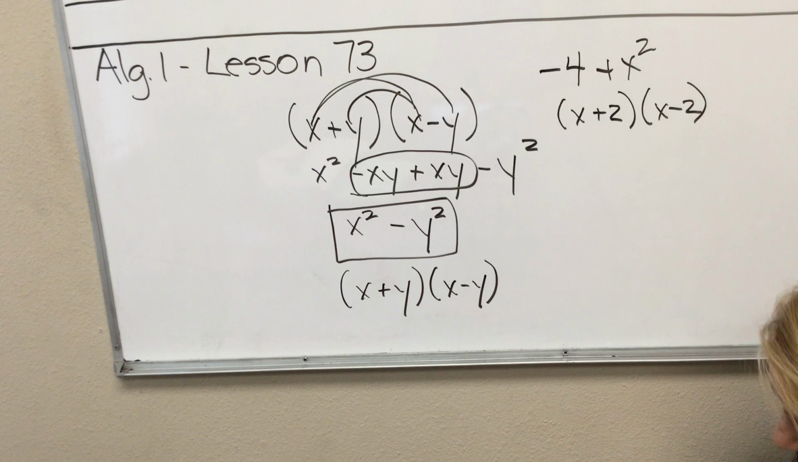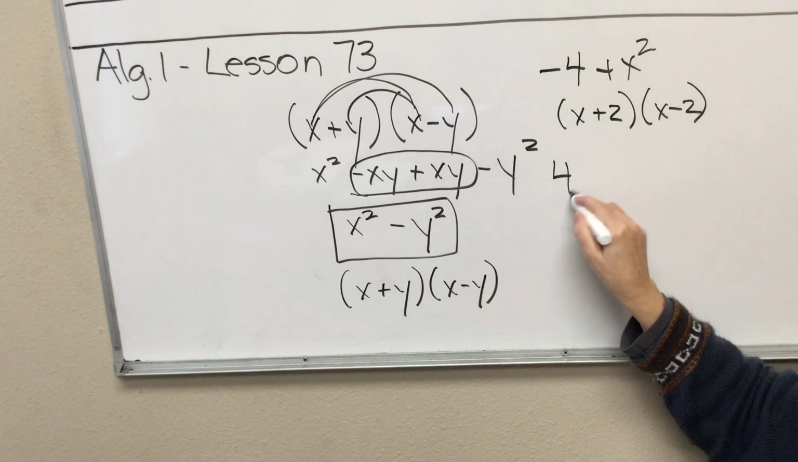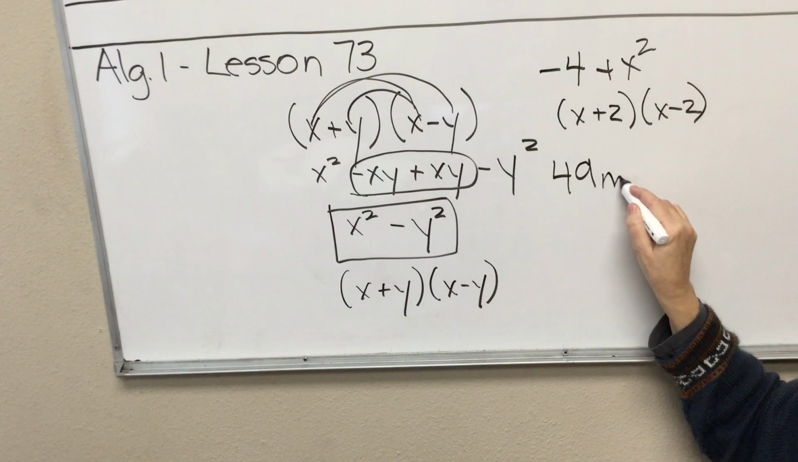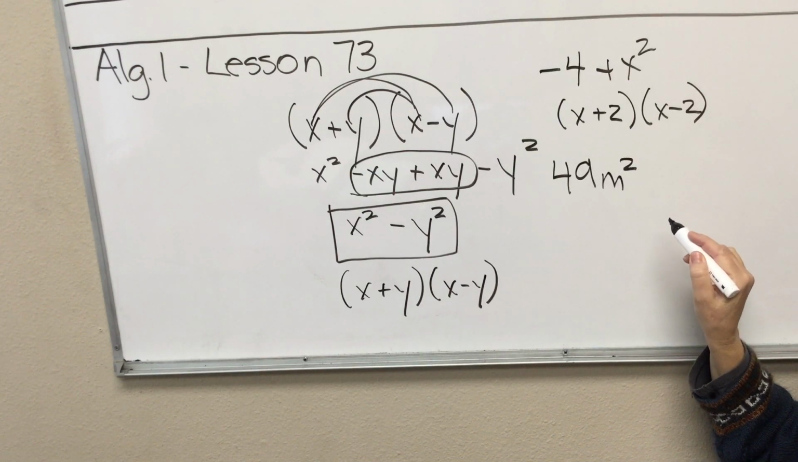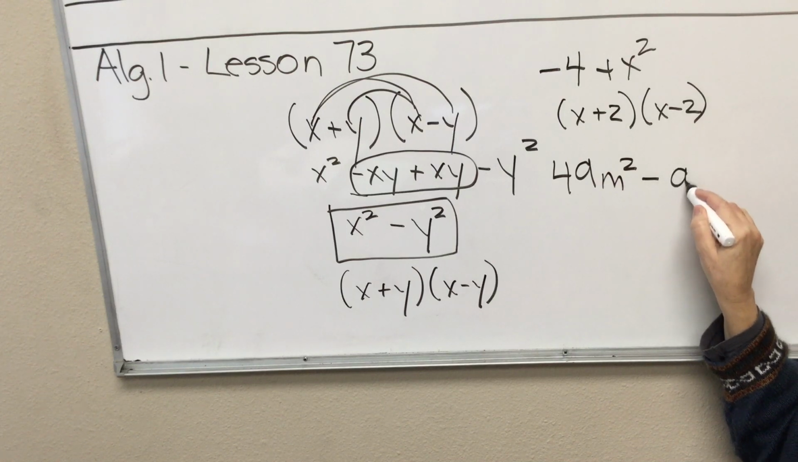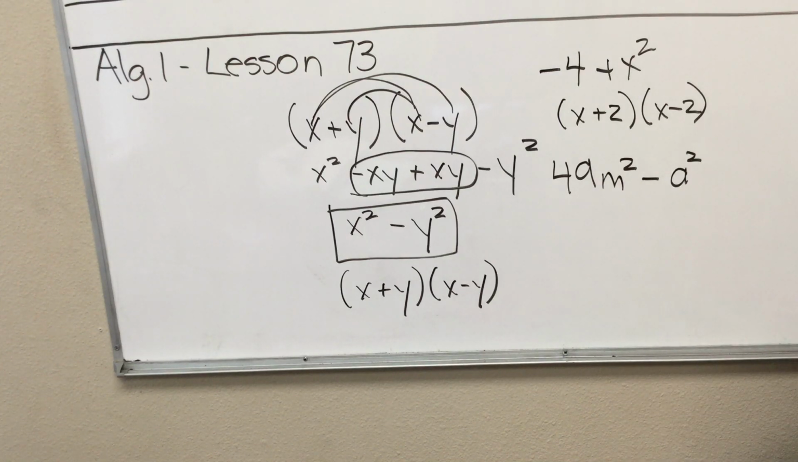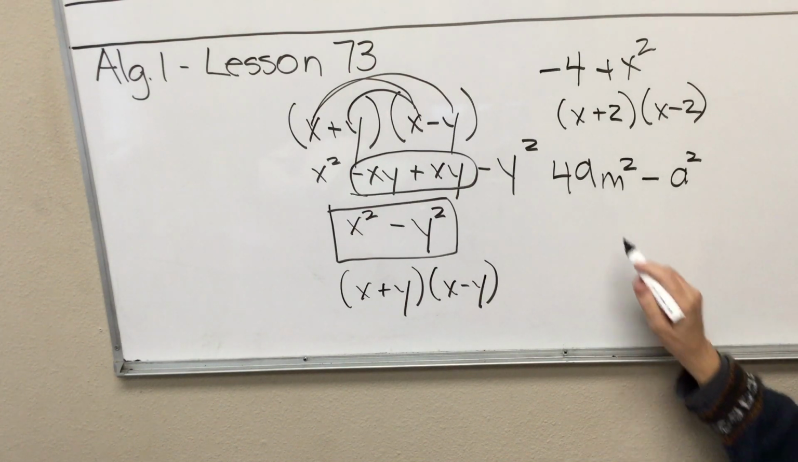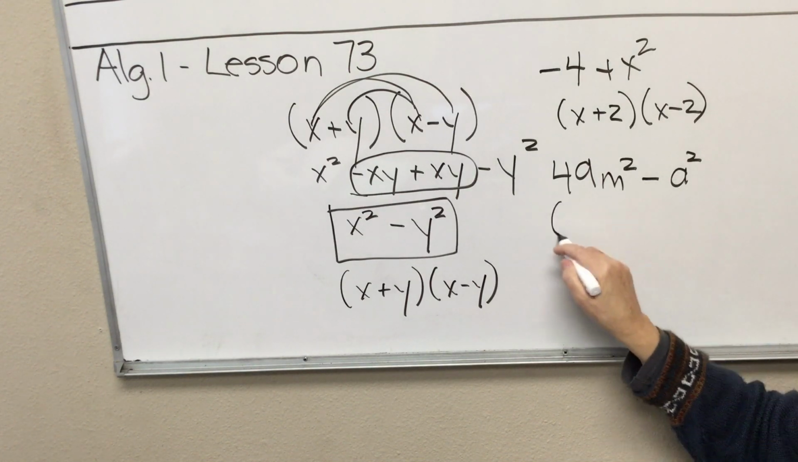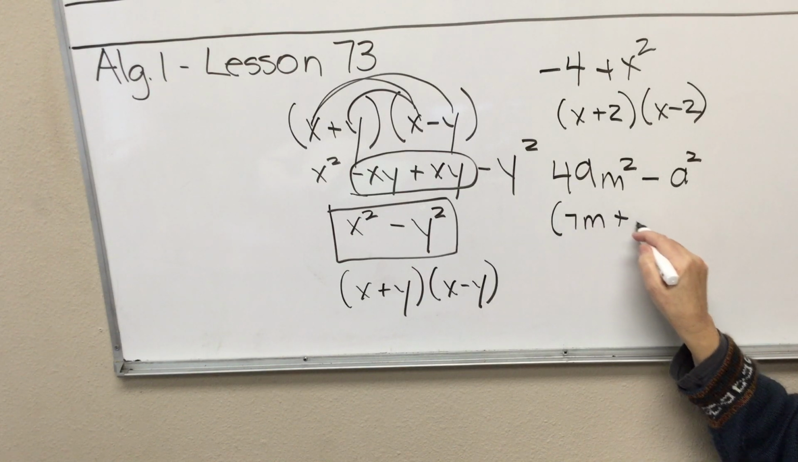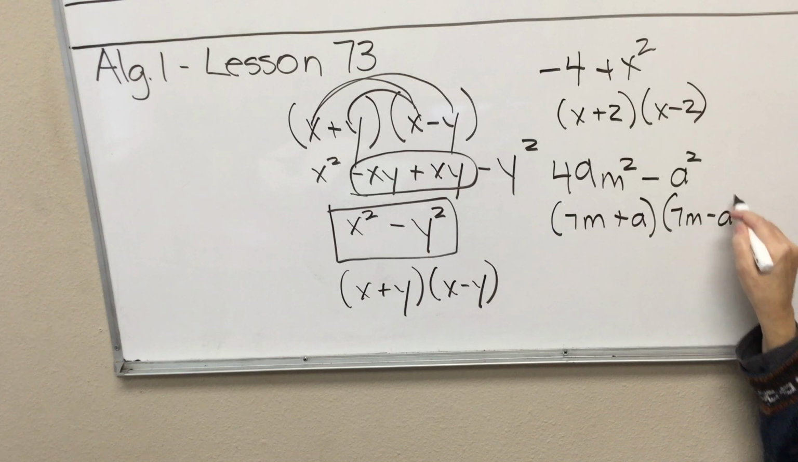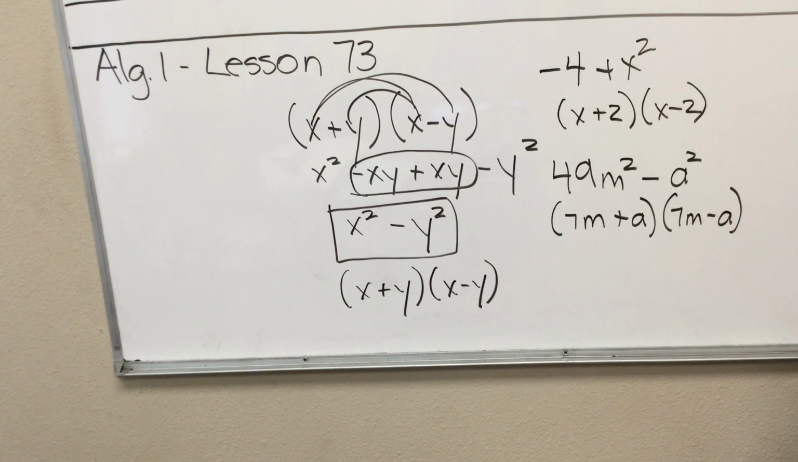Let's do one more. So let's do 49, which we know is 7 times 7, m squared minus a squared. Now we're going to leave that one in that order since the minus is second. That's what we want. And so we would say 7m plus a and 7m minus a to factor that out. And that's all there is to it. It's very simple.